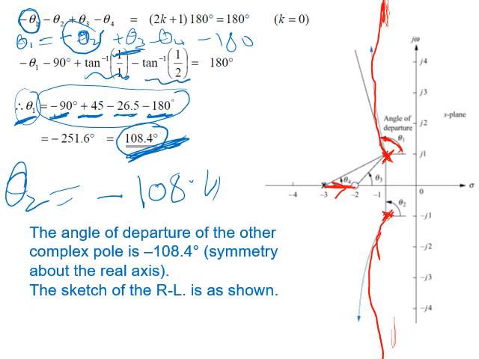So the red color is the root locus right now. Let me just remove this one and this one. Finish. So now what you can see here in red is the root locus of that function.